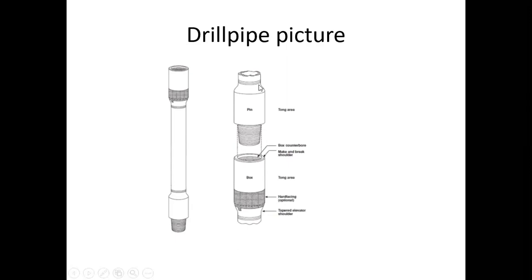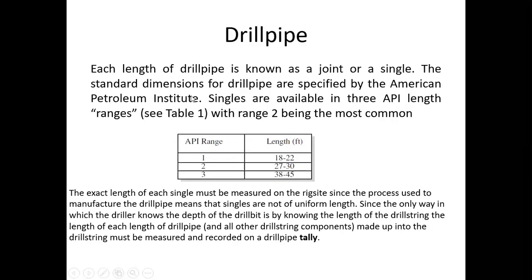That's why we keep the record of these drill pipe and drill collar at the field and site. What is the current condition of these drill pipes and drill collars? We have three ranges. API, American Petroleum Institute, has given us three ranges for drill pipe: 18 to 22, 27 to 30, 38 to 45.